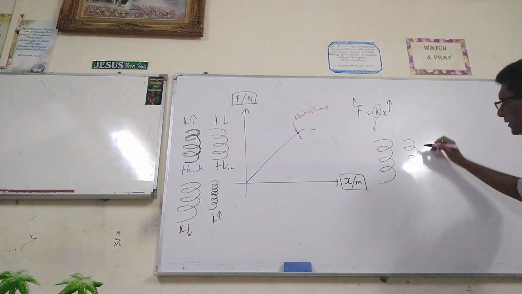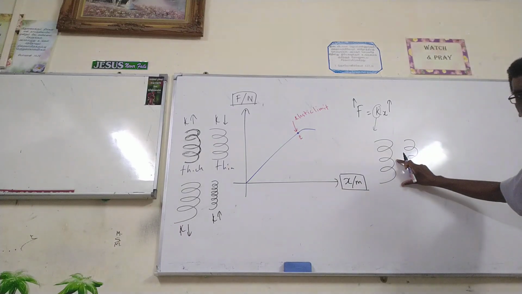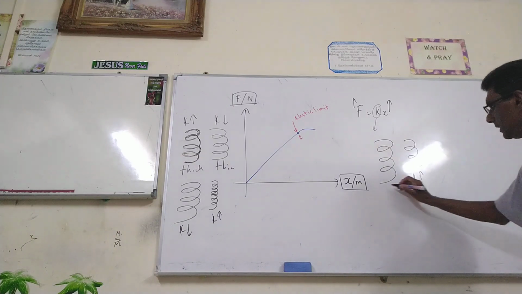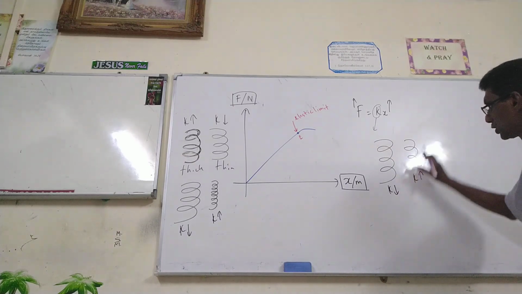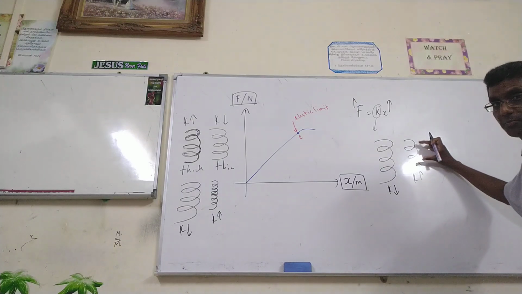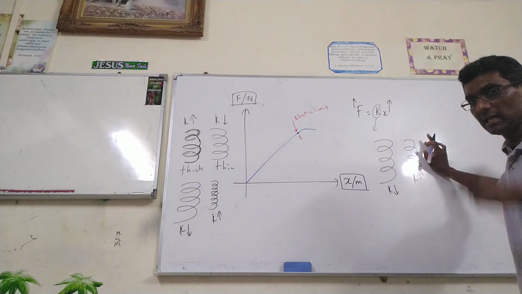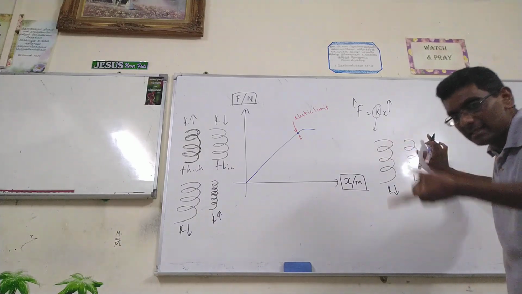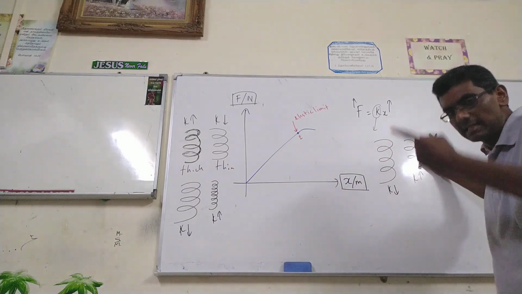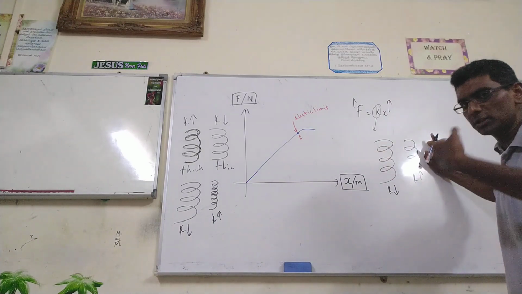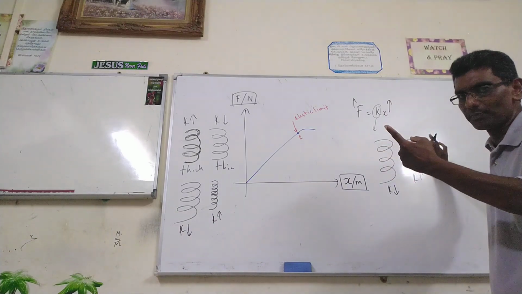The shorter spring, the longer spring. The shorter spring has a higher K value. This one has a lower K value. Shorter spring, with a higher K value. So a higher K value means the stiffness of the spring increases. In other words, the force constant, the spring constant, increases.